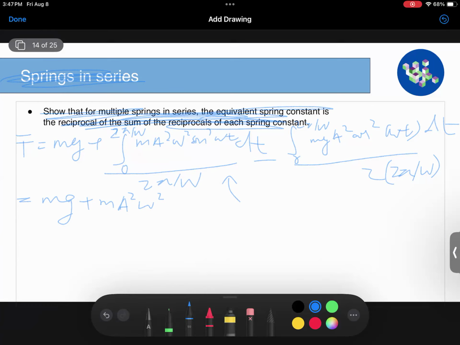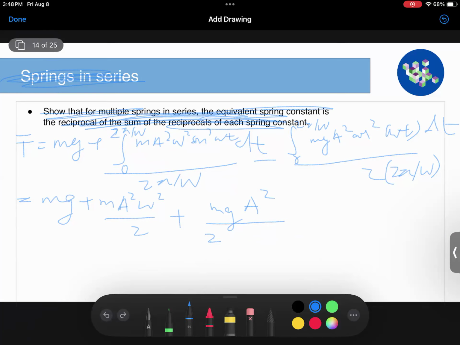So it'd be this over 2, and then plus mg a squared divided by 2, divided by 2 but times 2 pi over omega, right? And the 2 pi over omega cancels. Mg a squared over 2.